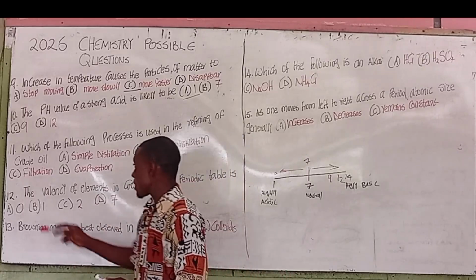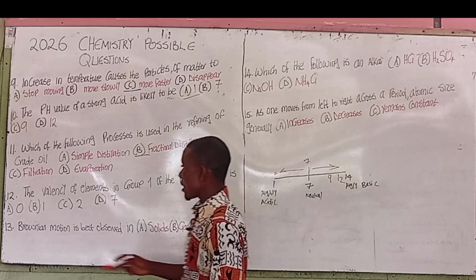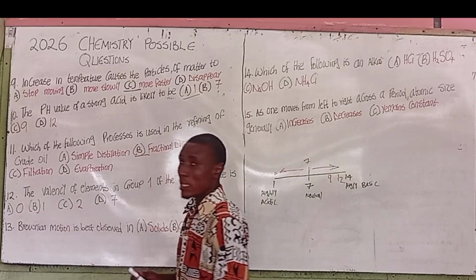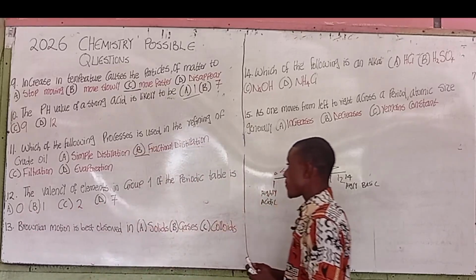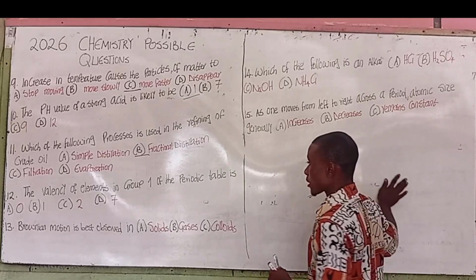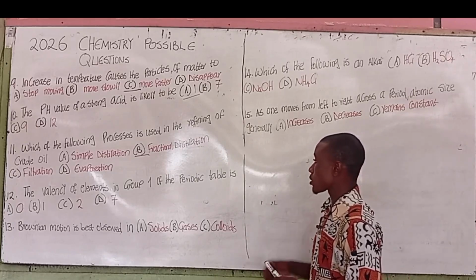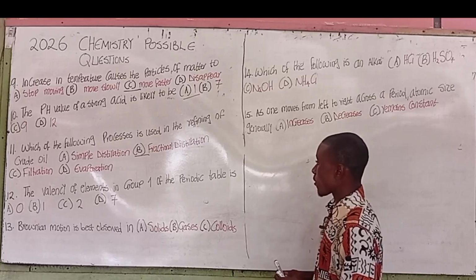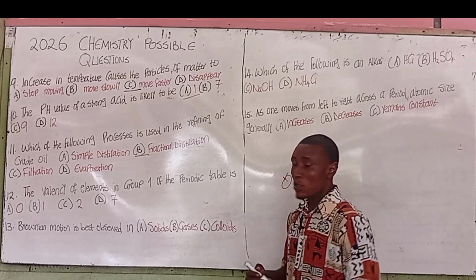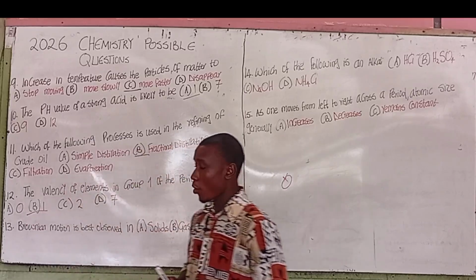The next question says the valency of elements in group 1 of the periodic table is A 0, B 1, C 2, and D 7. Remember I talked about valence electron, and I said the valence electron is the electron in the outermost shell. So the valency of elements in group 1 is just 1, because they have 1 electron, which is option B.